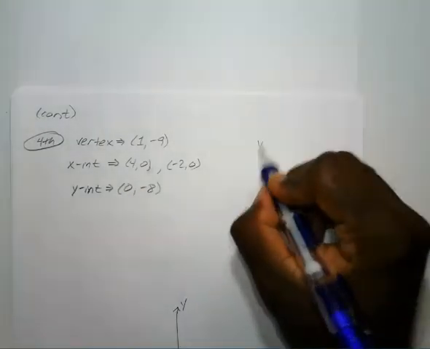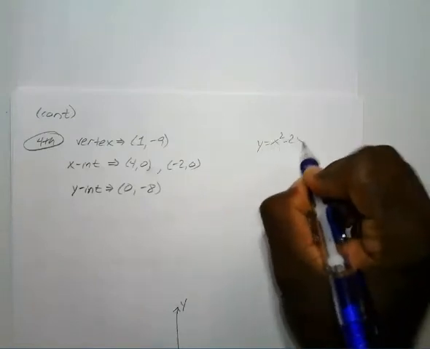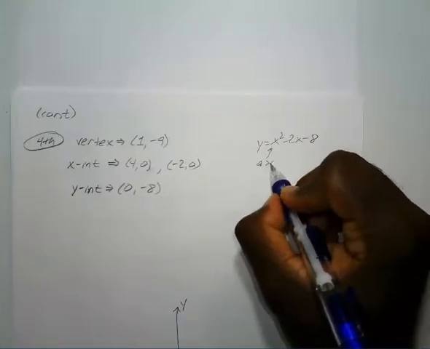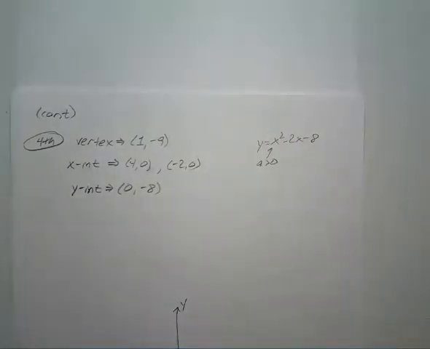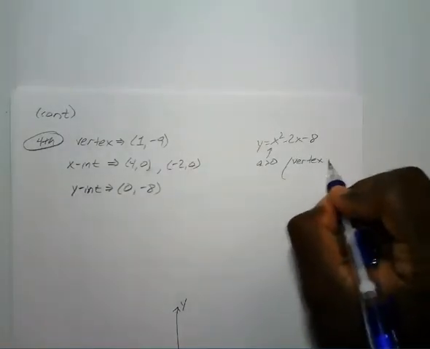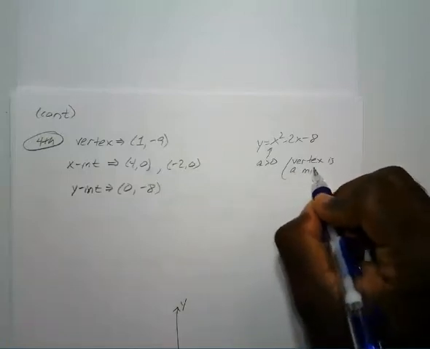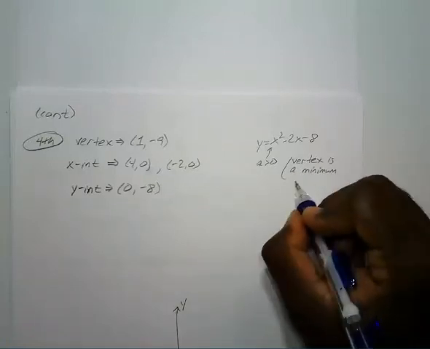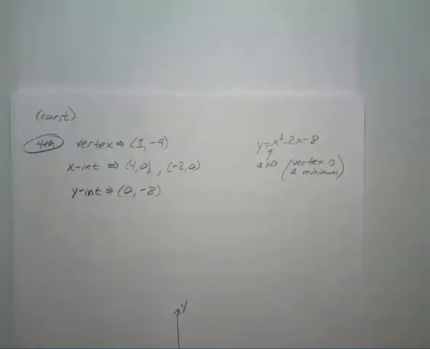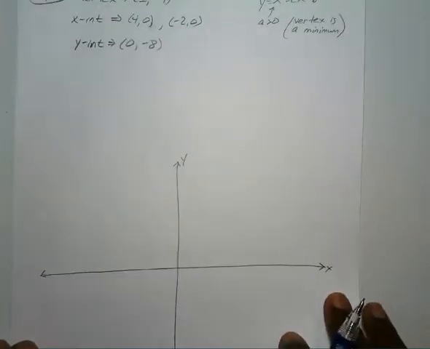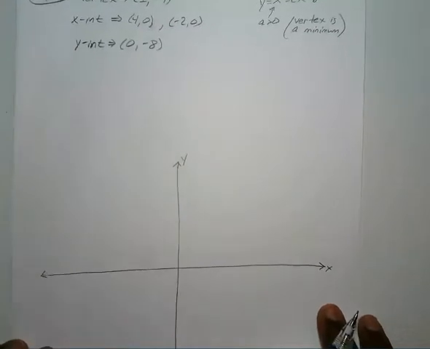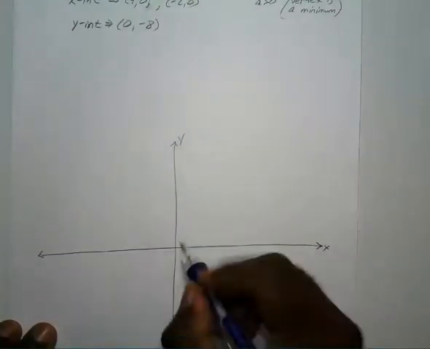And remember, you have y equals x squared minus 2x minus 8, which lets us know that since your a is equal to 1, your a is greater than 0. So we know here that your vertex is a minimum value. Okay, so it opens up. Alright, so if we're going to go ahead and graph it, we're going to need to plot our points.